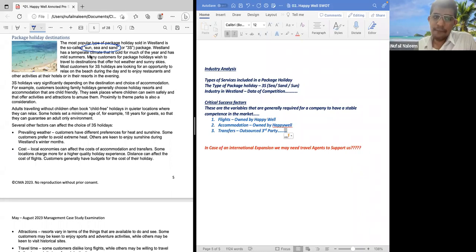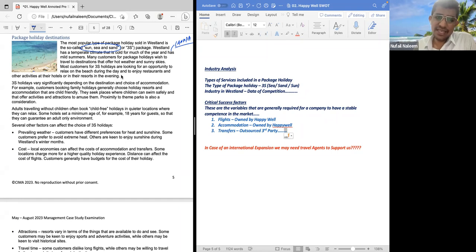Now, Westland has a temperate climate that is cold for much of the year and has mild summers. Like a country such as Canada, students. Very slight summer is only there. Many customers for package holidays wish to travel to destinations that offer hot weather and sunny skies. Most customers for 3S holidays are looking for an opportunity to relax on the beach during the day and enjoy restaurants and other activities at their resorts in the evening.